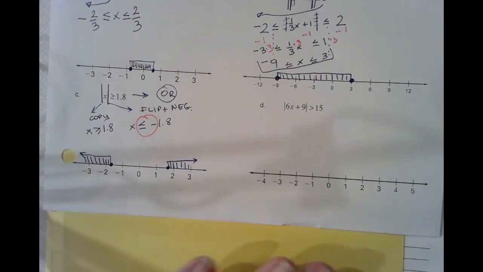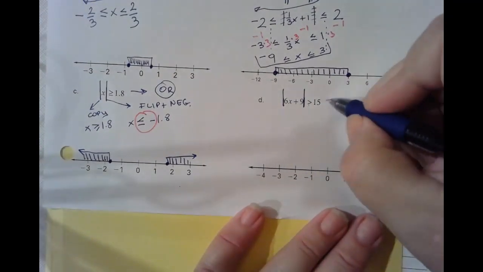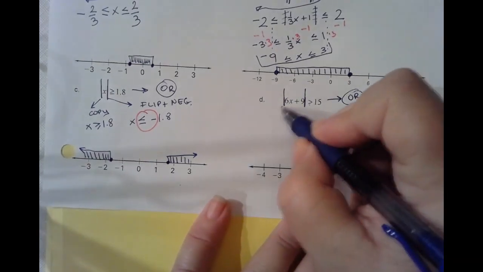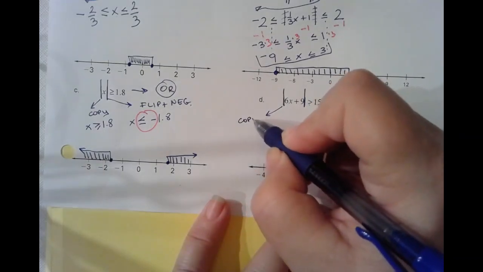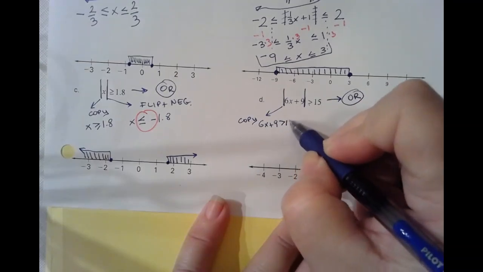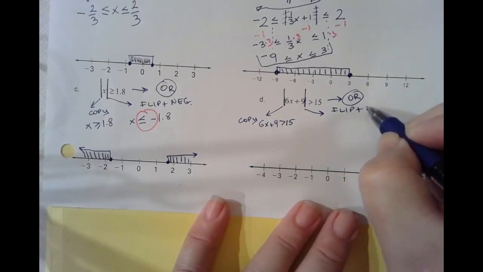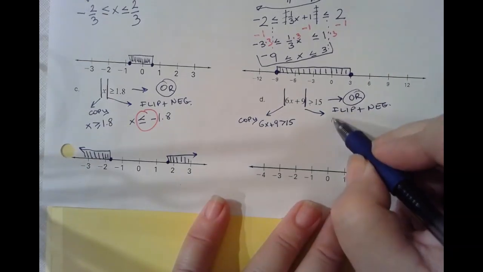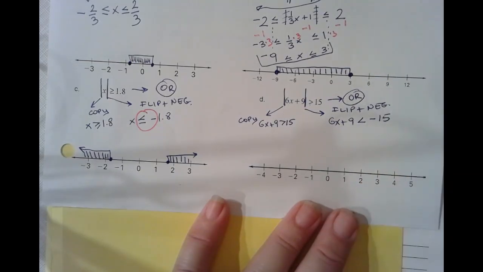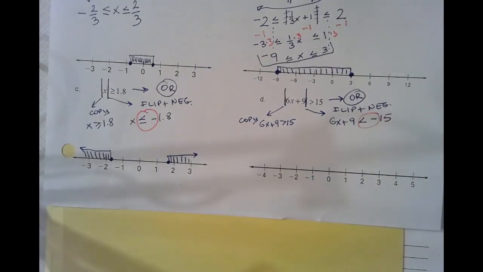Okay, let's look at the next one. Notice I have the absolute value by itself. It's pointing away, so I know that this is an OR. In OR, the first one is copy. So you're going to have 6x plus 9 is greater than 15. And the second one is going to be flip plus negative. So it's going to be 6x plus 9 is now less than negative 15. Again, pay attention to this part because that has to be flip and negative.